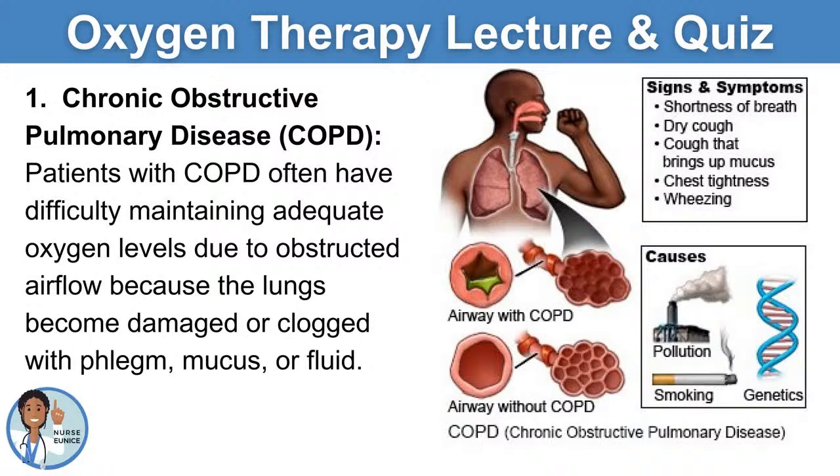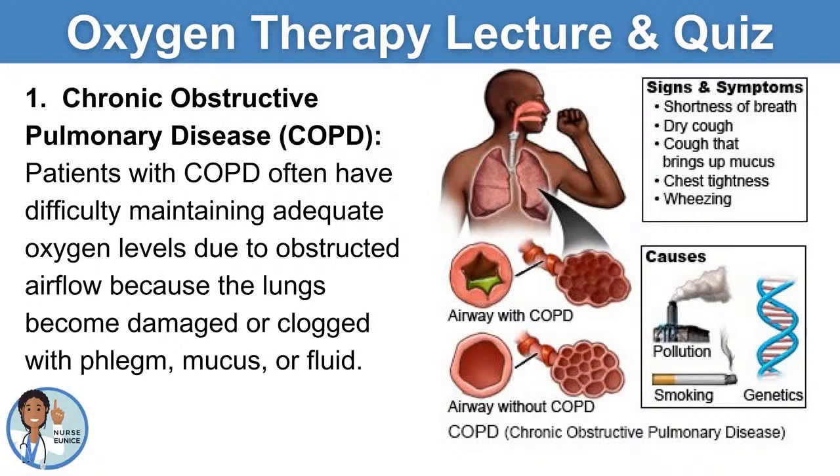One of the first conditions in which a patient could need oxygen therapy could be COPD. And so here's a description. Patients with COPD often have difficulty maintaining adequate oxygen levels due to obstructed airflow because the lungs become damaged or clogged with phlegm, mucus, or fluid. And so when you look at the airway in the image, you can see that it's filled with some type of mucus or green fluid.